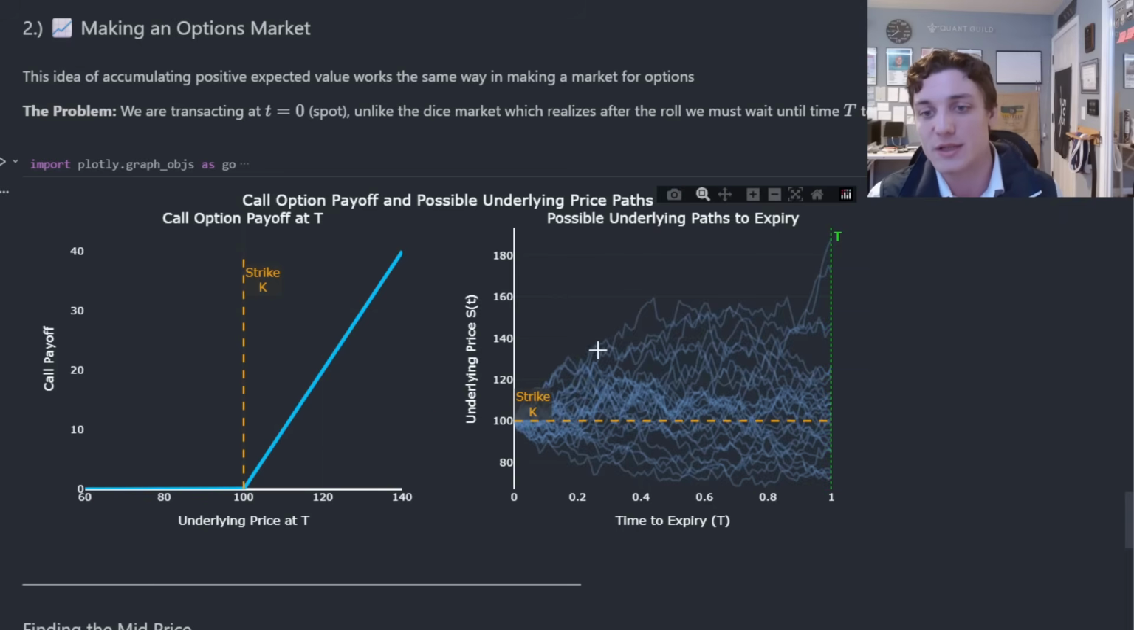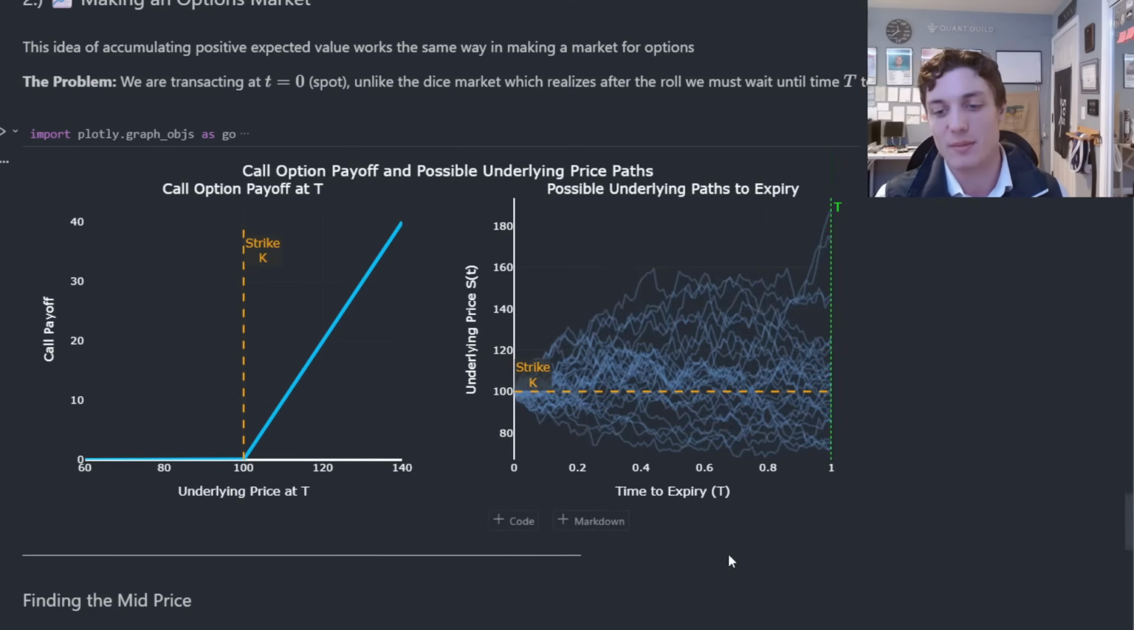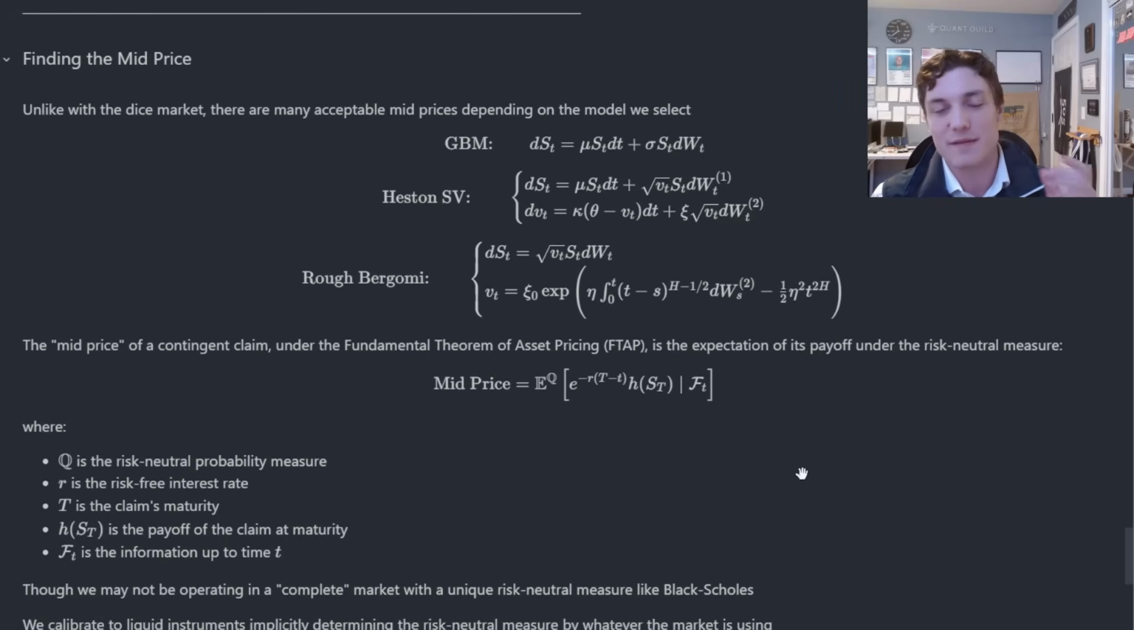And we don't know which sample path we're going to end up walking. So the question now is, how do we come up with the mid price to quote a spread around to make a market for these options contracts? It turns out nothing changes from our dice market example. If we apply the fundamental theorem of asset pricing, it says that the fair price of our derivatives contract today is just going to be a discounted risk neutral expectation. It's an average, just like the average of our dice roll. That is going to be our mid price.